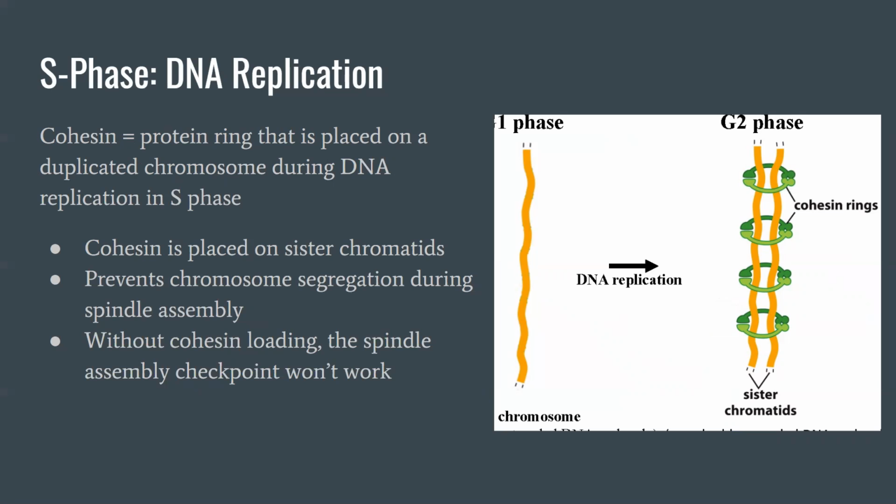And an important thing to note is that without cohesin loading on these sister chromatids, the spindle assembly checkpoint, which I also will talk about later, will not be able to function properly. And then you'll get problems with your DNA amounts in your daughter cells. So this is before replication. You get your sister chromatids, cohesin is a protein, and it just keeps them together. It's kind of in the name.